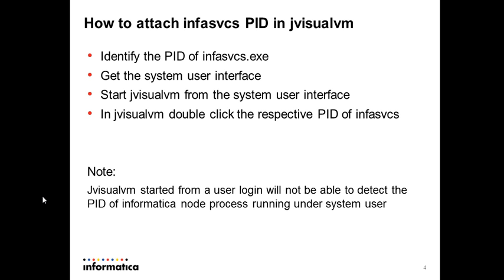So there are various steps which include how to attach info.svcs PID in jvisualvm. First is to identify the PID of info.svcs.exe, get the system user interface, start jvisualvm from that system user interface, and inside jvisualvm double click the respective PID of info.svcs. Please note that jvisualvm started from a user login will not be able to detect the PID of Informatica node process running on the system user.